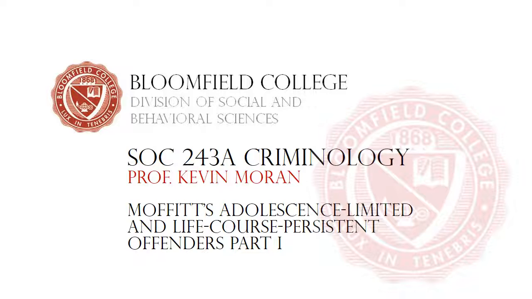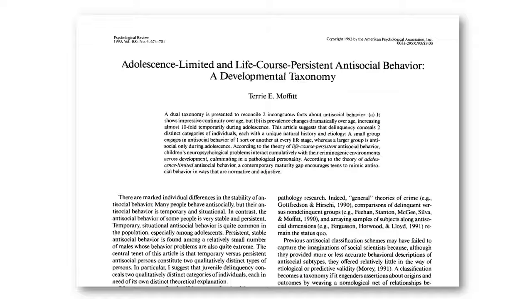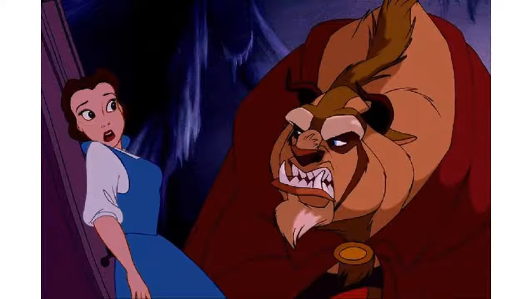SOC 243A Criminology. I'm Professor Moran, and this lecture is entitled Moffitt's Adolescence Limited and Life Course Persistent Offenders, Part 1. This lecture is based on a 1993 article by Terri Moffitt, Adolescence Limited and Life Course Persistent Antisocial Behavior, a Developmental Taxonomy.